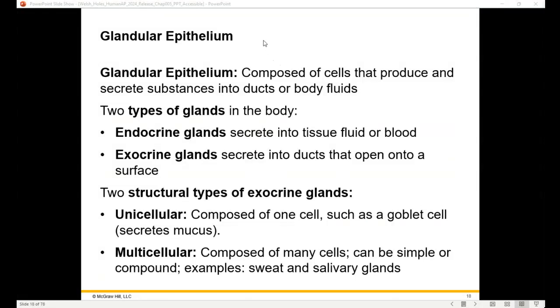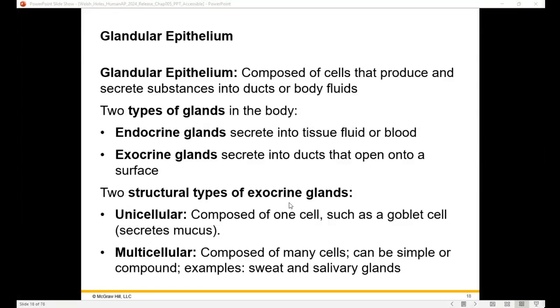Okay, now sometimes we talk about glandular epithelium, and that means the epithelium that composes the cells that produce and secrete substances, so the glands. And there's two types of glands in the body. The endocrine glands secrete into tissue fluid or blood. Exocrine glands secrete into ducts that open onto a surface.